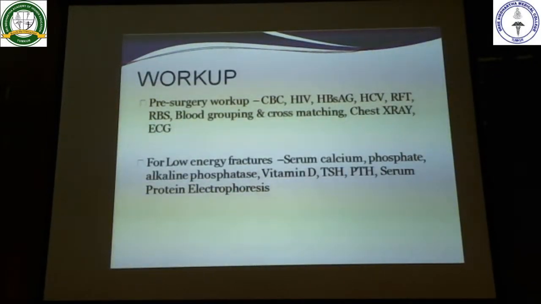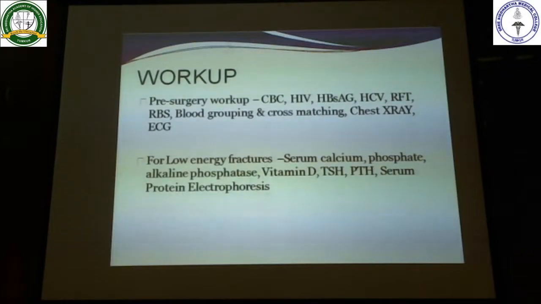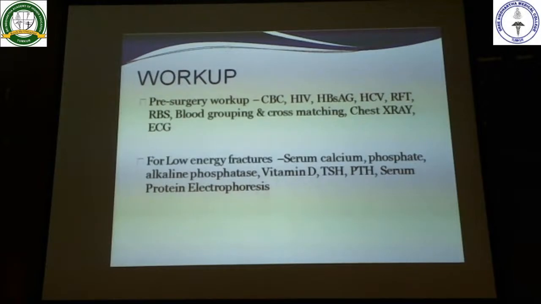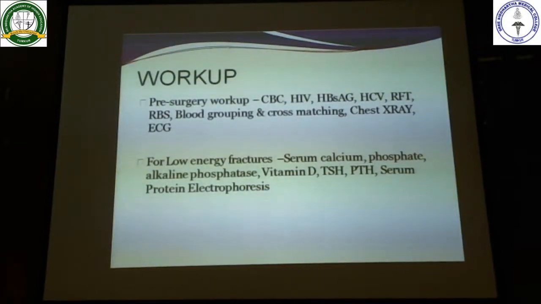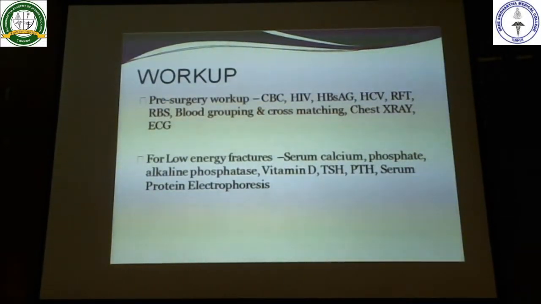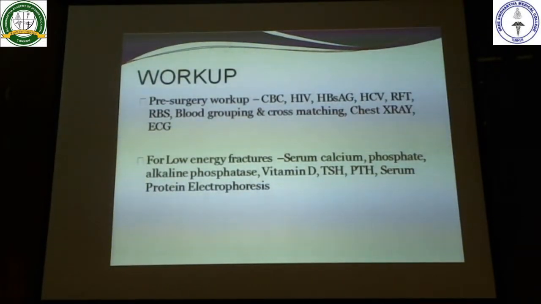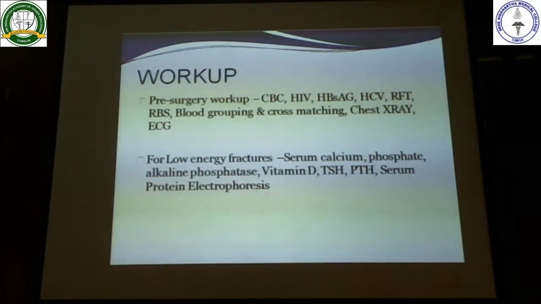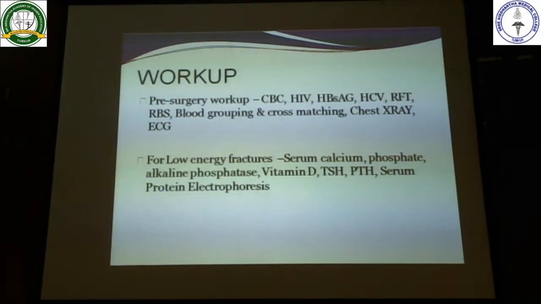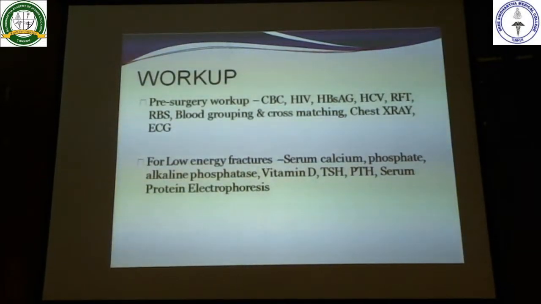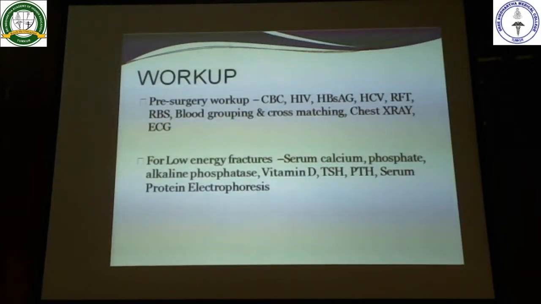What about the clinical investigations? All the usual things that we do before a surgery, like a complete blood picture, HIV test, HBs antigen test, HCV, renal function test, RBS, blood grouping and cross matching, chest X-ray, ECG, all those things which can be expected before any major surgery have to be done here also. Then for low energy fractures, like in old age specifically, you need to check for other parameters like serum calcium, phosphate, alkaline phosphatase, vitamin D, thyroid stimulating hormone, parathyroid hormone, serum protein electrophoresis. All these may need to be done, especially in older patients, in addition to the other routine tests before a surgery.